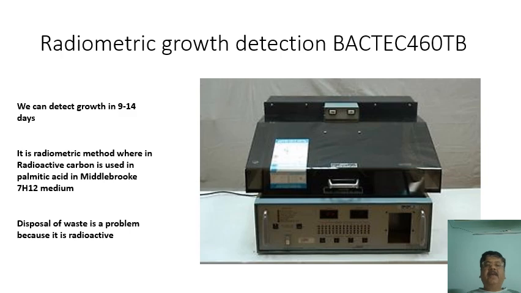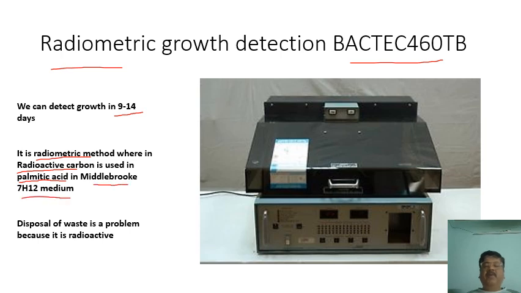Then there is a radiometric method for detection of the growth that is called BACTEC 460 TB. It can detect the growth in 9 to 14 days. It is a radiometric method in which carbon labeled with the radioactive carbon C14 is used, and the metabolite palmitic acid is used with that carbon in Middlebrook 7H12 medium.